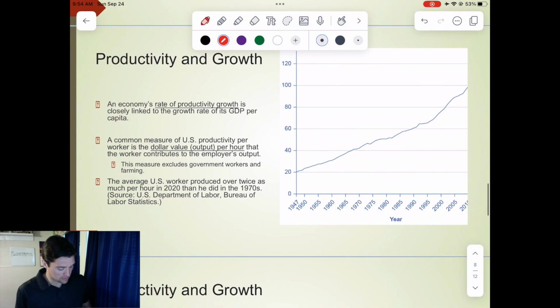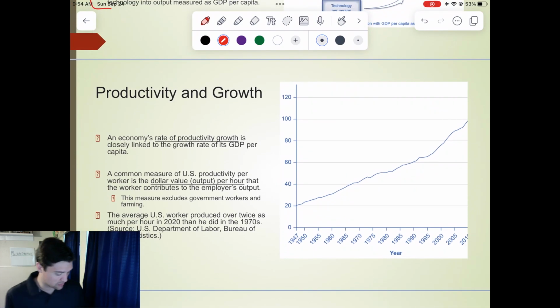Let's look here. An economy's rate of productivity is closely linked to the growth rate of its GDP per capita. When we're looking at increases in education for a person, if education is going up, so is GDP per capita. We can relate these two in the sense that, because people are getting more educated, we also see people getting higher GDPs. So they are closely linked. A common measure of U.S. productivity per worker is the dollar per hour that the worker contributes to the employer's output. We're going to look at the dollar value that you're producing per hour. So if we're looking at T-shirts and you make 10 T-shirts and all those T-shirts are $10, your output per hour is $100 per hour.